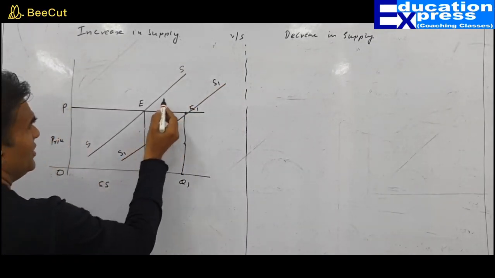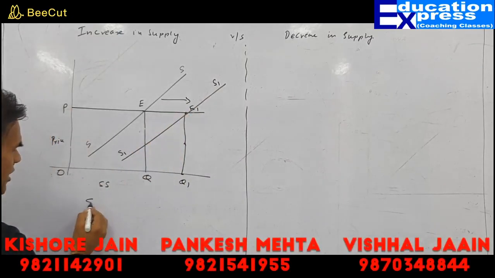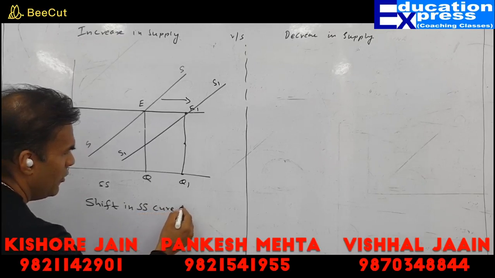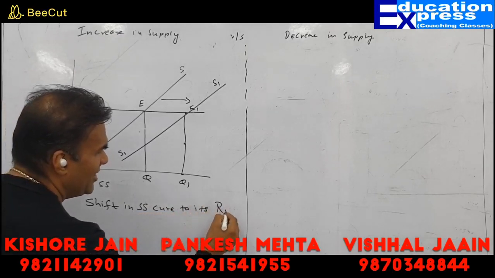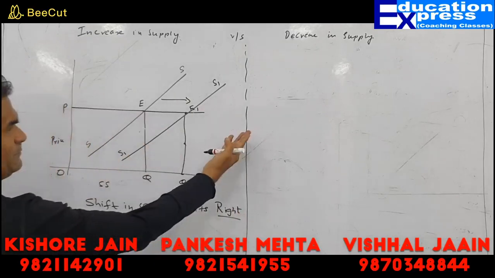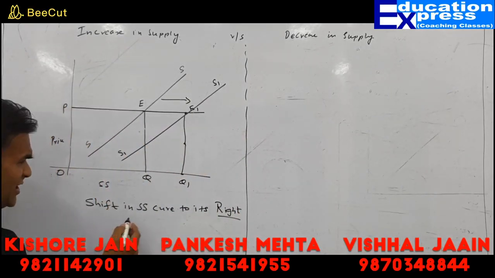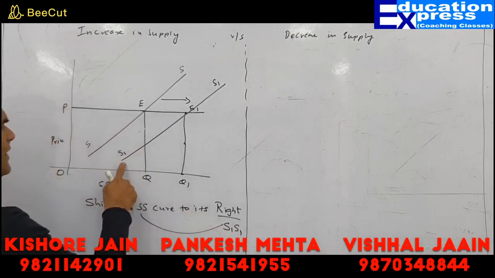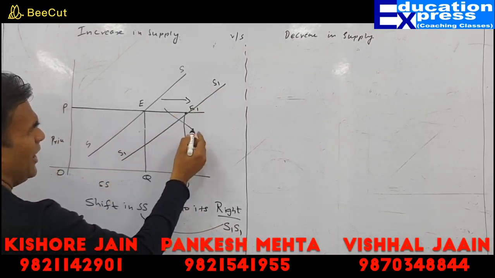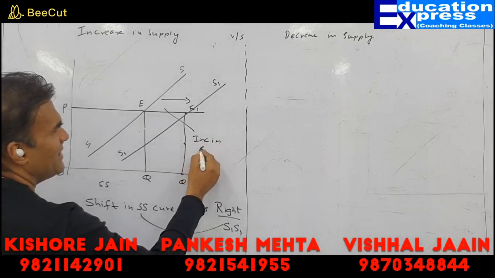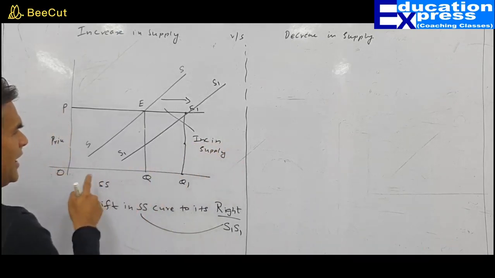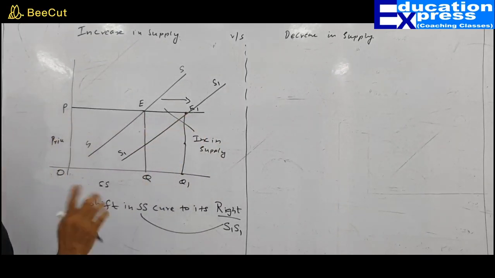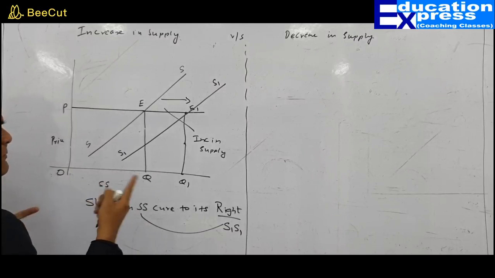So that means there is a shift in the supply curve, a shift to its right. You can check it, it's the right side. The supply curve has changed from SS to S1, S1. This is called increase in supply. Why did it happen? It happened due to a factor other than price. Price has not changed. Price will remain the same. Why did it happen? Sir, it happened because of using better technology.